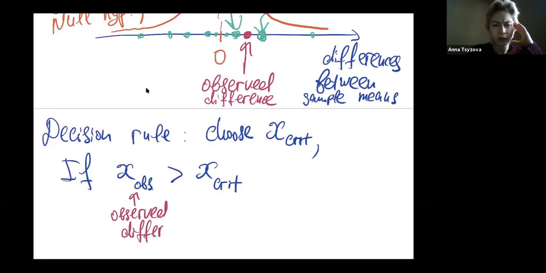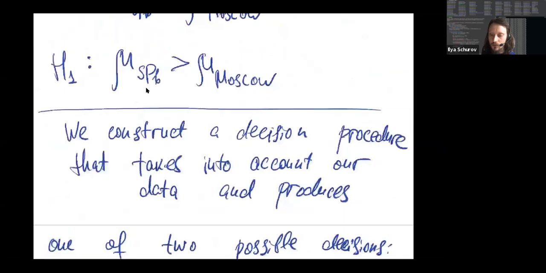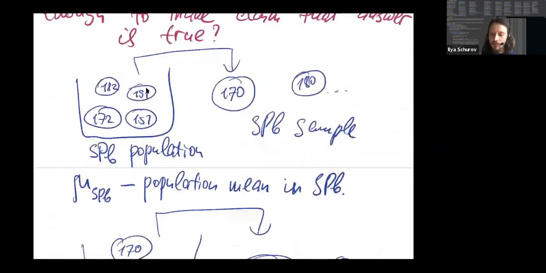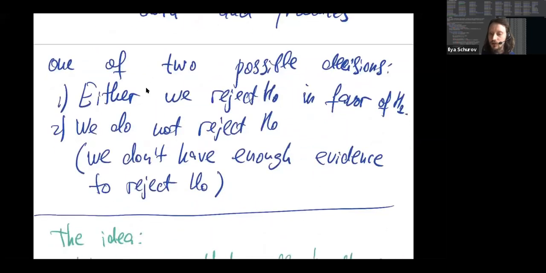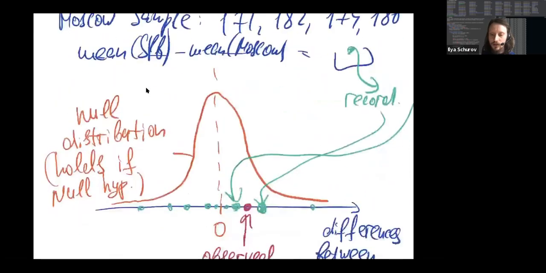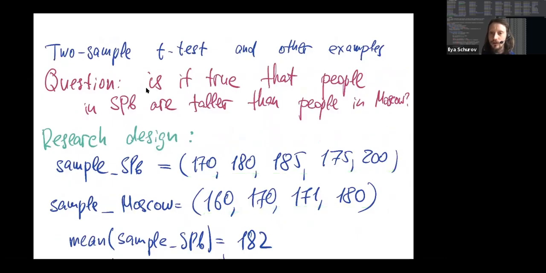Could you please repeat what observed difference is? Observed difference is actually what we see in our data. So we started with these two samples, and these are observed data. I use the term observed just to distinguish between these samples that we actually obtained in our data and these samples that we created during our imaginary experiment. So these are some kind of theoretical simulated samples. And this data is our actual observed data.